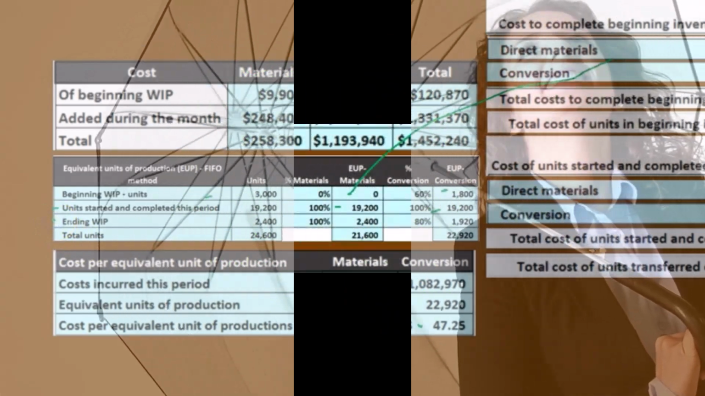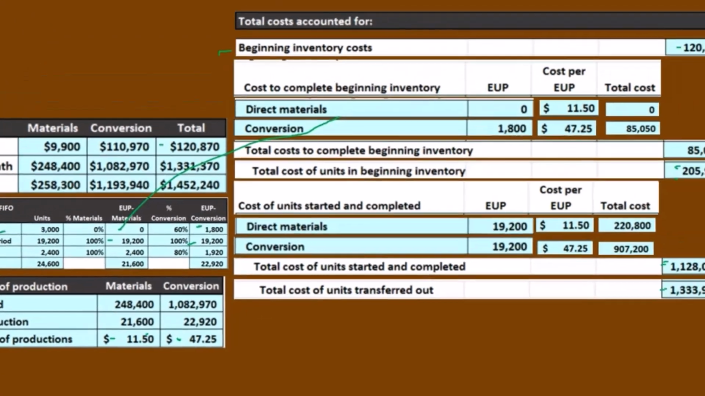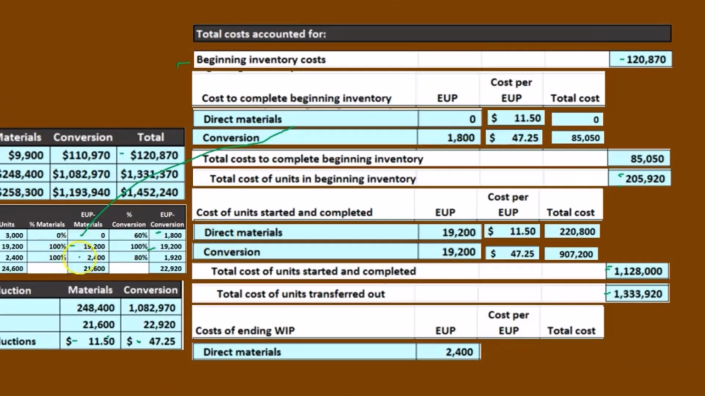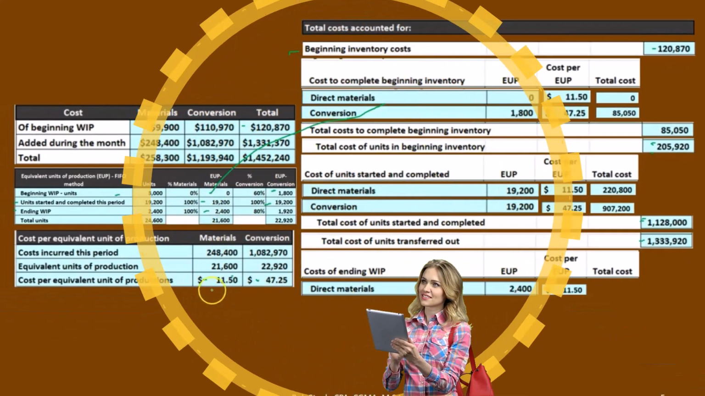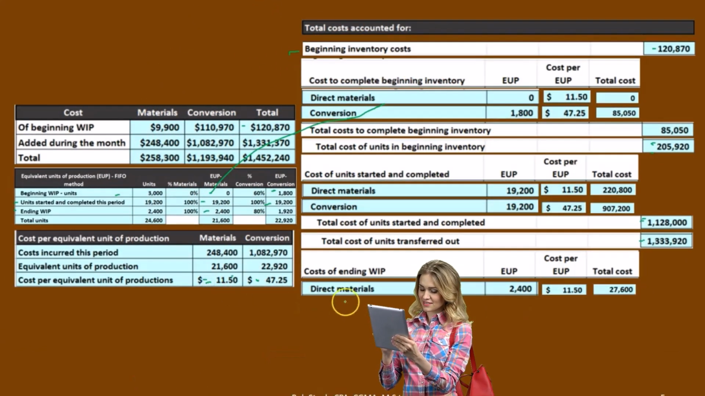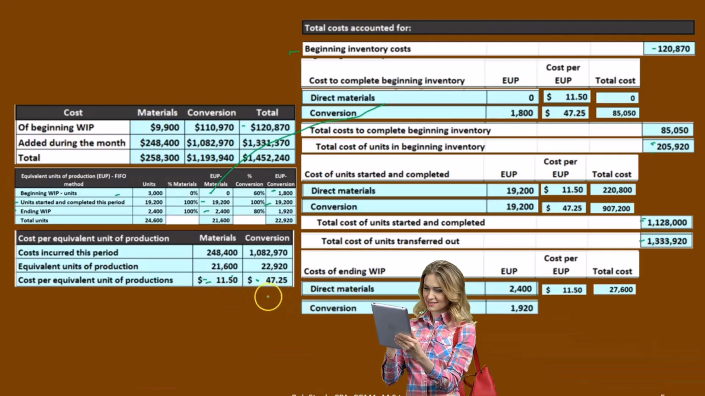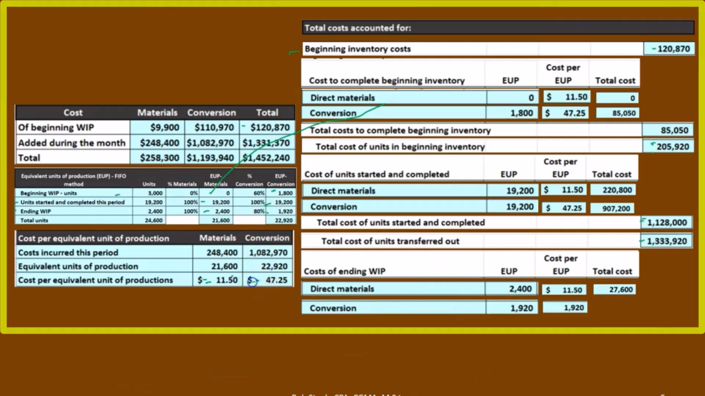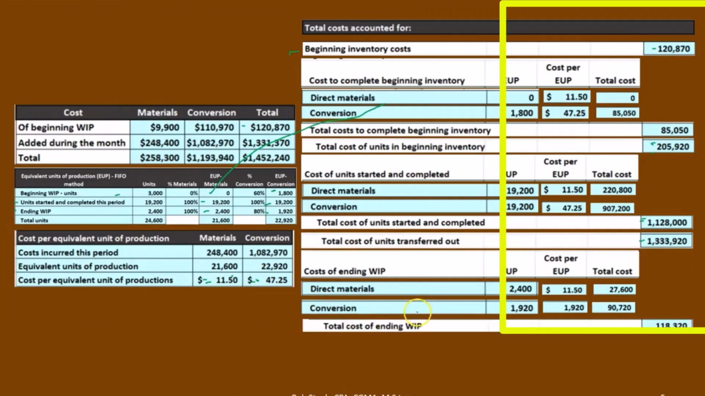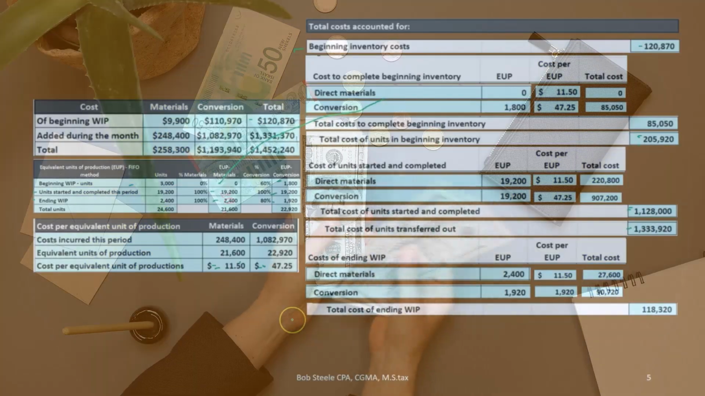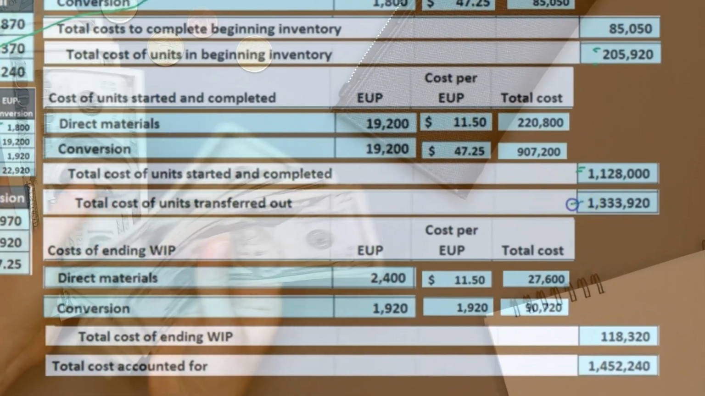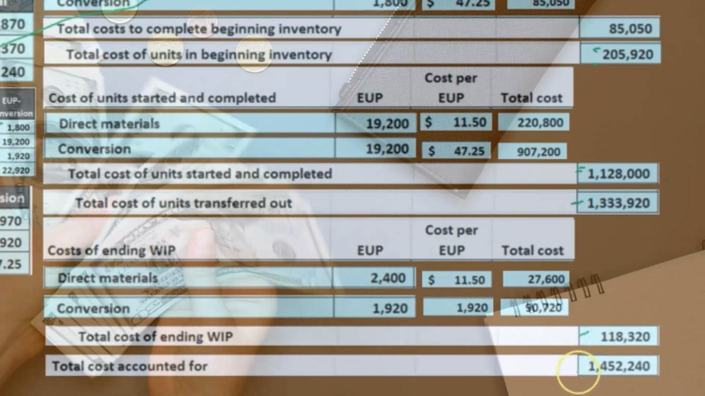process. That's the stuff that's still left in the process, the stuff that's still not quite done in A. And here we have the 2004. So here's the 2004 times the cost per unit, the 1150, gives us the 27.6. And we have the conversion 1920 times the 47.25 cost per unit of conversion gives us the 90,720, and that adds up to a total cost of ending work in process, 118,320.